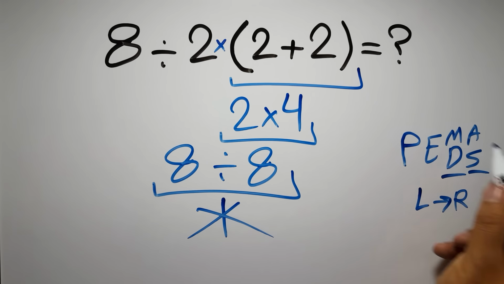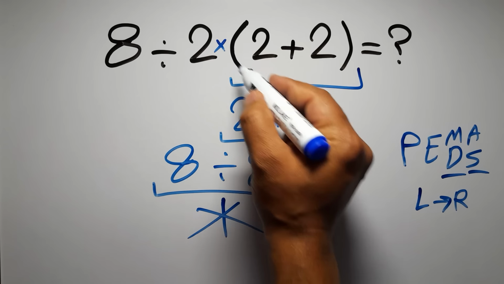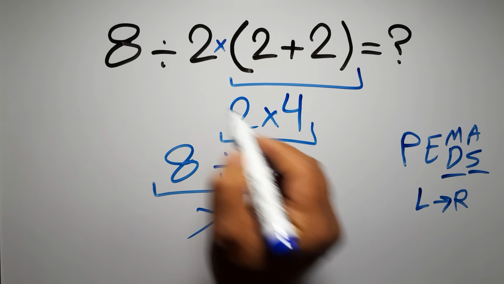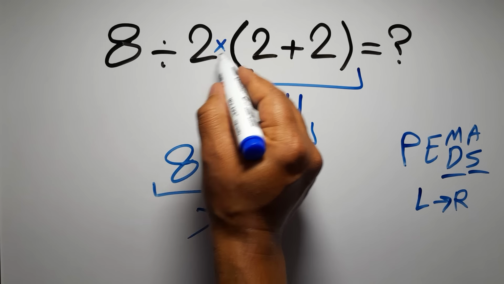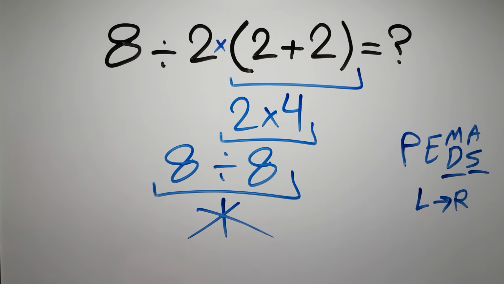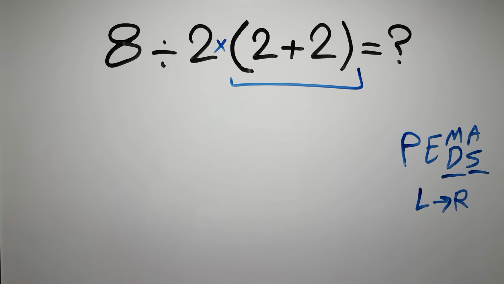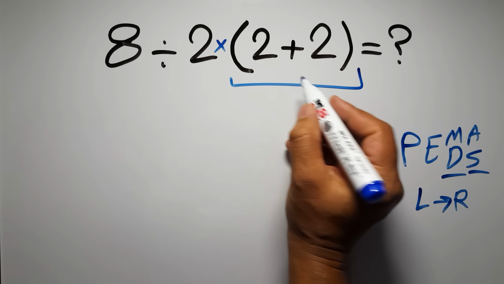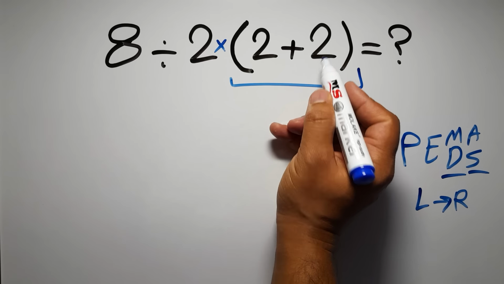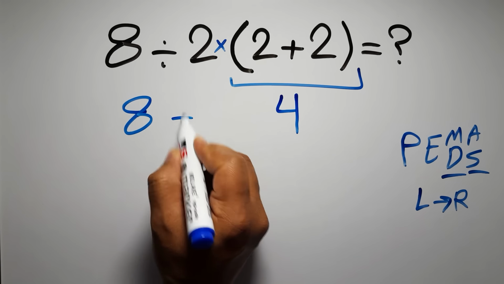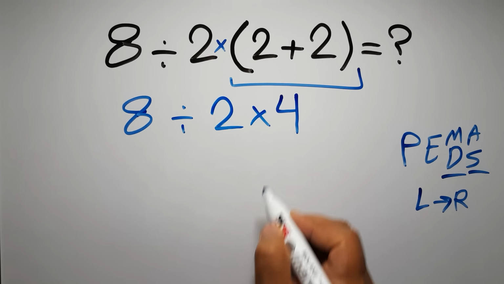Okay, so according to the PEMDAS, first we have to do this parenthesis, then this division, and finally this multiplication. If we do this multiplication before this division, it is wrong. So first this parenthesis. Inside this parenthesis, we have 2 plus 2, which equals 4. So 8 divided by 2 times 4.